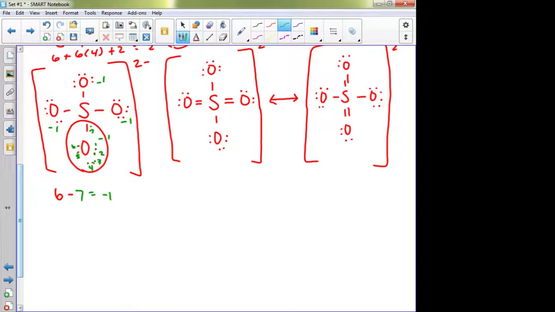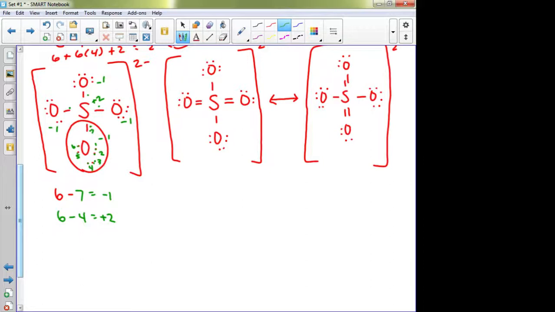All right, so now let's do sulfur. Okay. How many valence electrons does sulfur normally have? 6. Minus, does sulfur have any on its own in this drawing? No. So I've only got to count for one of the ones that it shares. So 1, 2, 3, 4. So 6 minus 4 is equal to +2. So the formal charge on this sulfur is +2.